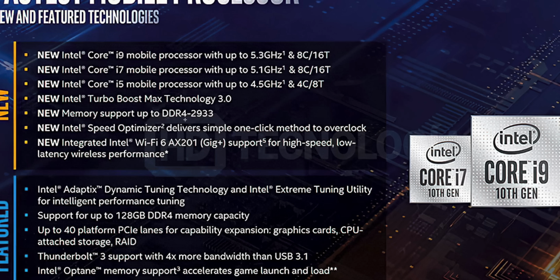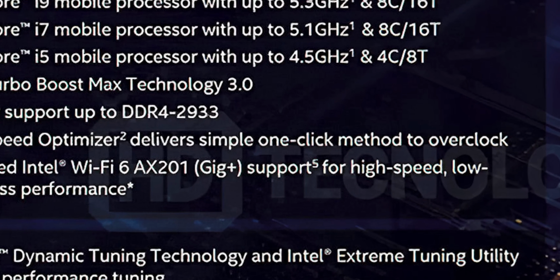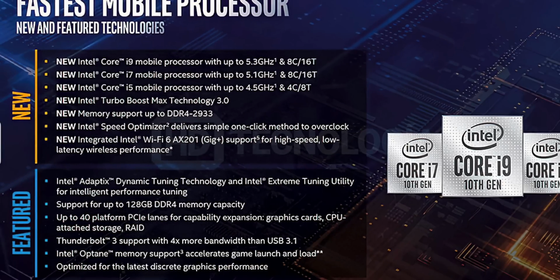But the RAM is faster. DDR4, 2933 MHz. You can see right there. Intel Speed Optimizer. They spell optimizer wrong. Yes, I know you Americans are going to go crazy. It should be an S. Come on. I'm just kidding.